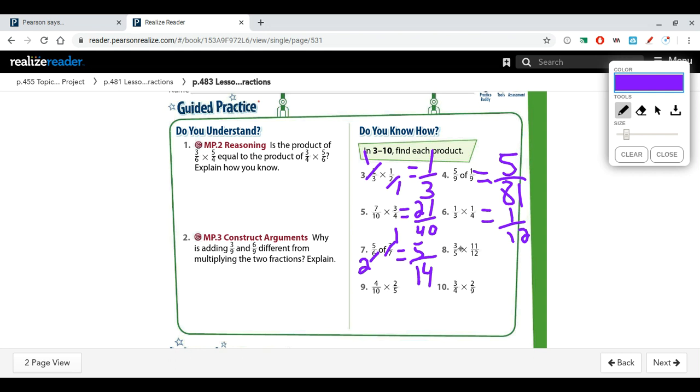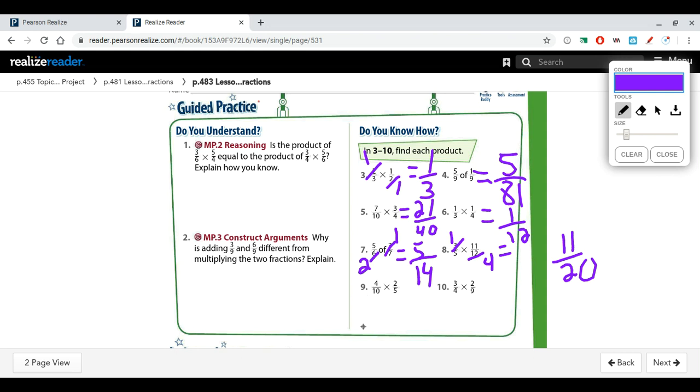Okay, 3 and 12 have a common factor of 3. So 3 divided by 3 is going to be 1. 12 divided by 3 is going to be 4. So 11 and 5, no common factor. So I end up with 11/20. Okay, taking a look here, 4 and 5 do not have a common factor, but 2 and 10 do.